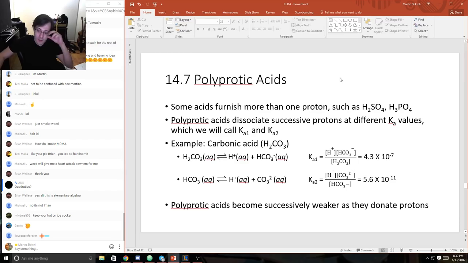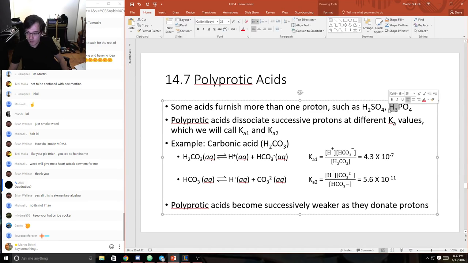Okay, we're almost done here. Polyprotic acids, say polyproton, right? So polyprotic acids furnish more than one proton. So we have sulfuric acid here, and then we've got phosphoric acid here. Phosphoric acid will give up 3 protons, sulfuric acid will give up 2 protons. Sulfuric acid is the other archetypical, very strong acid.